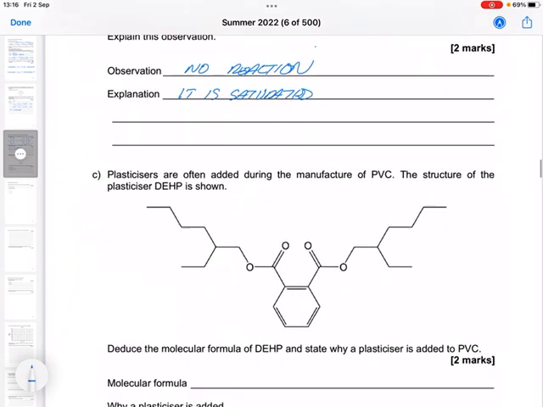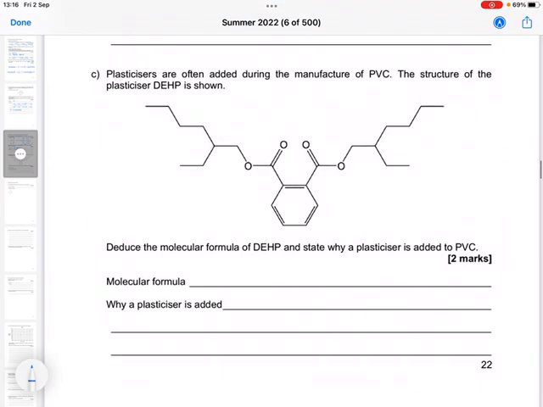Part C: plasticizers are often added during the manufacture of PVC. The structure of the plasticizer is shown. Deduce the molecular formula of DEHP and then state why a plasticizer is added.